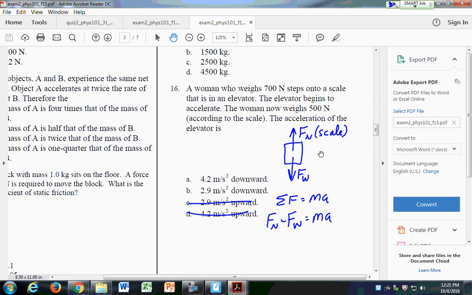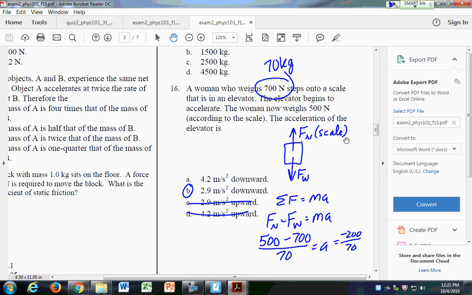So I have 500 minus 700 divided by the mass. If her weight is 700 newtons, her mass is 70 kilograms. That's 700 divided by g, which is 10, gives me 70 kilograms. So that's divided by 70, which is our acceleration, which is negative 200 divided by 70. That's about 3. So B is the right answer.